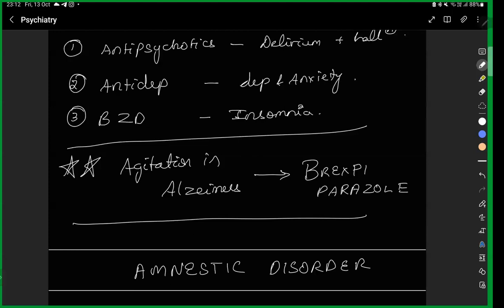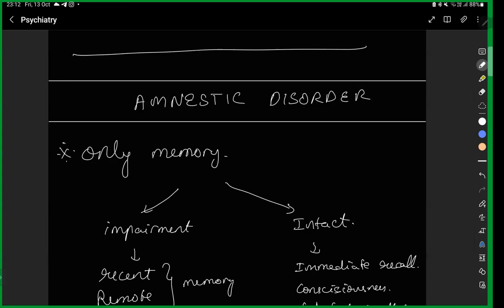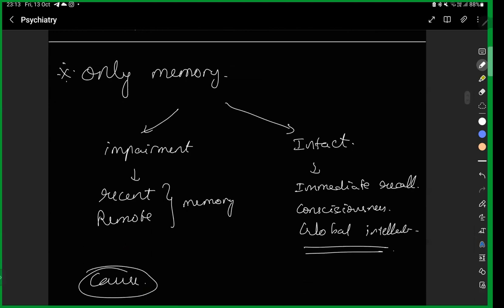Okay, next one, amnestic disorders. The third organic mental disorder which we are going to see is amnestic disorder. This is going to impair only your memory. Memory impairment, with intact memory otherwise. You divide it into recent memory impaired and remote memory impaired. Then, if intact, immediate recall is difficult or not.